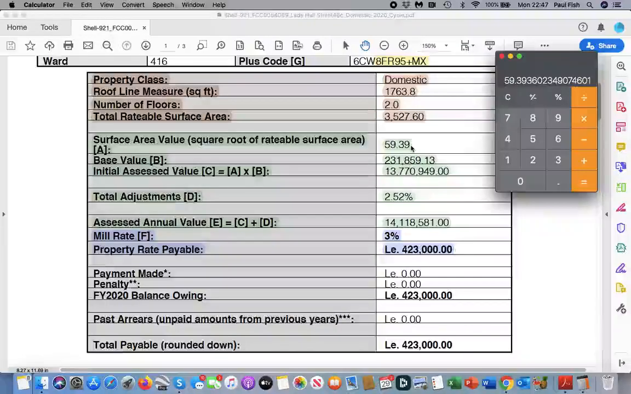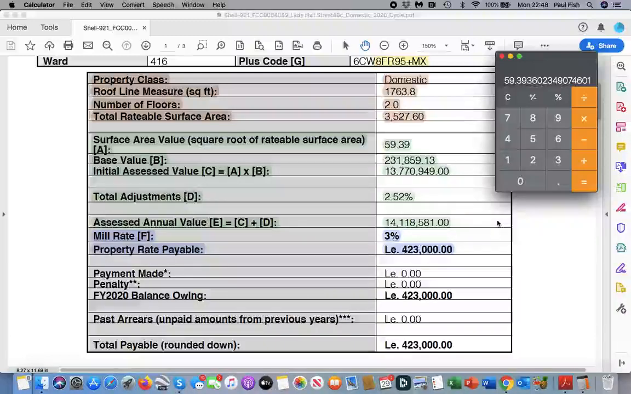Now the second step is to use what we call a base value. And that applies to all Freetown property types and is a precise figure of 231,859 points per square foot. The figure is derived from a rent survey of 2,000 homes carried out by Sierra Leone valuation experts. The valuation was done earlier in 2020.